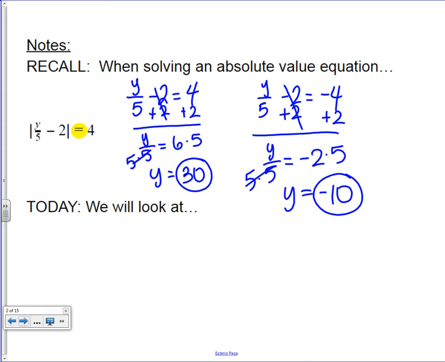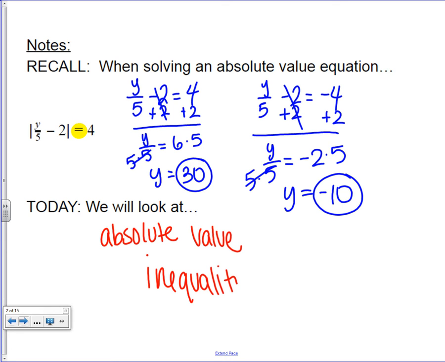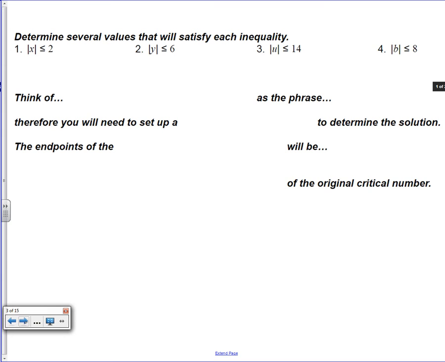Today, we'll be looking at absolute value inequalities. So that means that you have a greater than or less than symbol and the absolute value bars. Now, I need you to remember that absolute values have infinite solutions, in which case we normally use shading. So you should be expecting that with these problems. All right, the first thing I need you to do is determine several values that will satisfy each inequality.